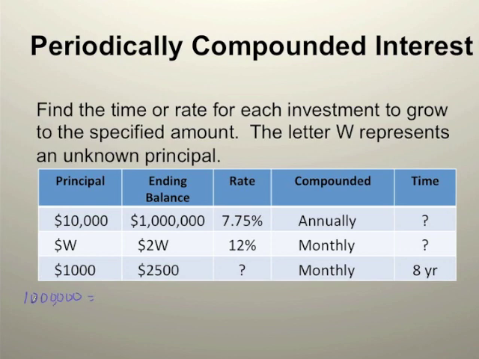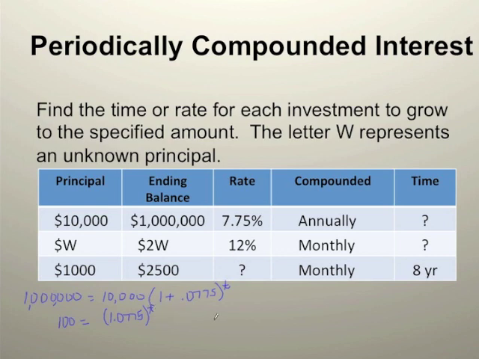would equal 10,000 times 1 plus 0.0775, and that would be divided by 1, so I didn't put it there, and we need to find the time t. I'll start by dividing by this 10,000, and I'll end up with 100 equals 1 and 775 10,000ths to the t.